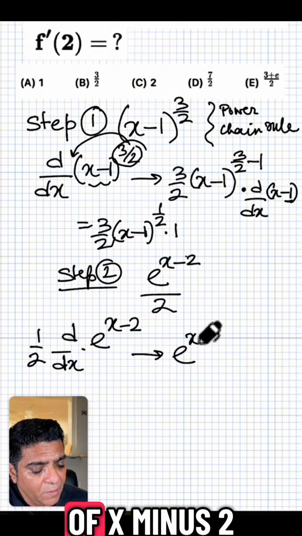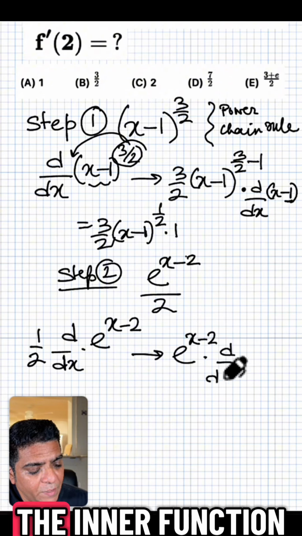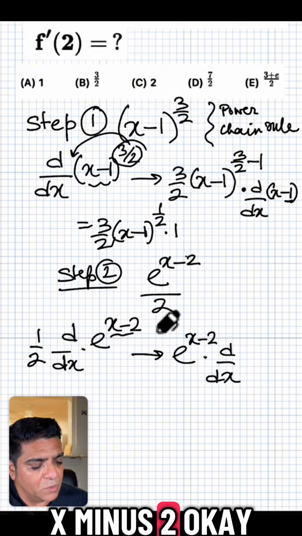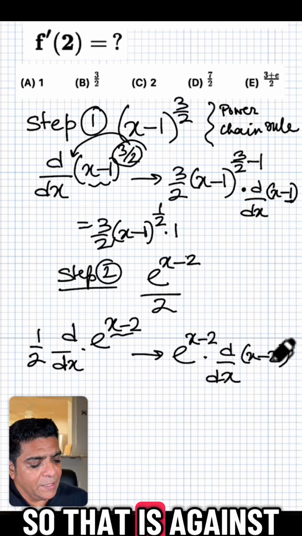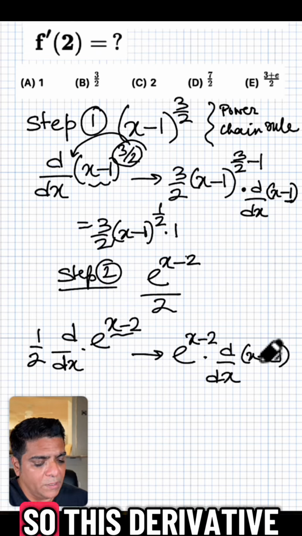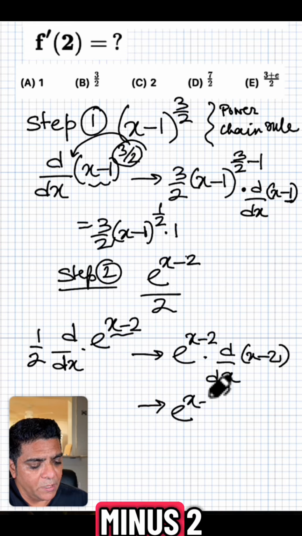So this is e^(x − 2), and then we take the derivative of the inner function, x − 2. Like before, that is just 1. So the derivative of this is e^(x − 2).